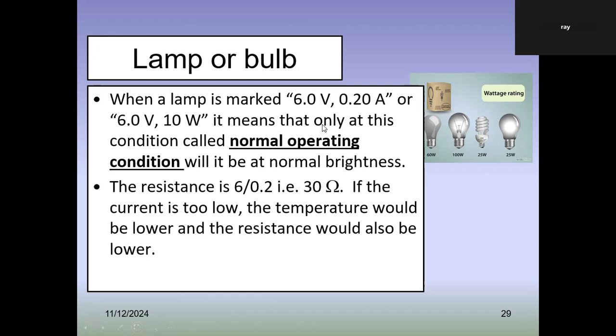From the 6 volt and 0.2 current, you can calculate the resistance. If the current is too low, the temperature will be lower and the resistance would also be lower. So when you use the lamp, it may not light up unless you provide 6 volt or a current of 0.2 ampere.